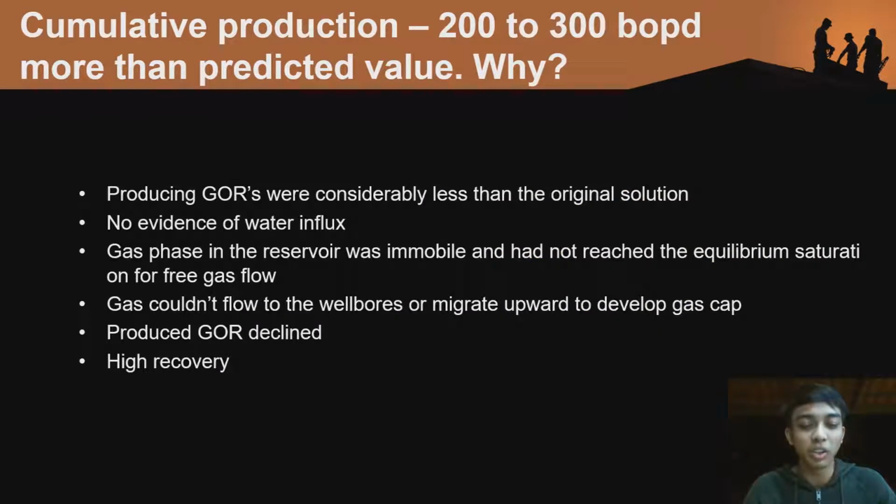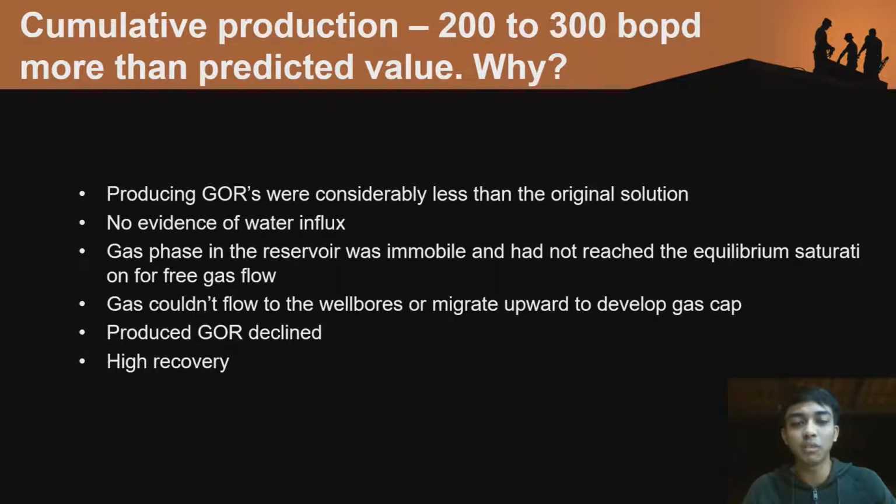Okay, the cumulative production from the wells in the north area approached and passed the predicted ultimate recovery value, and many of the wells continued to produce 200 to 300 barrels per day, which is more than the predicted value. Why is it happening? First, producing GORs were considerably less than the original solution GOR, and then no evidence of water influx was noted.